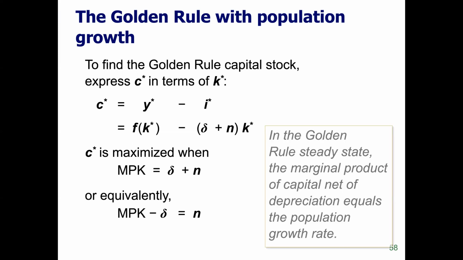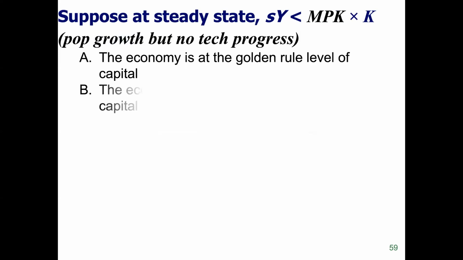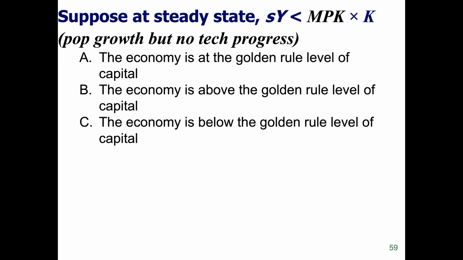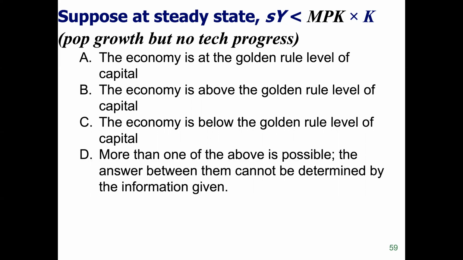And that's the case we're talking about. We've got MPK greater than delta plus n. How do we know that? Because (delta plus n) times k is equal to s times y for it to be a steady state. So the answer is we're below the golden rule level of capital, answer C.